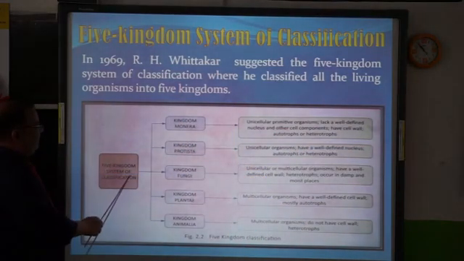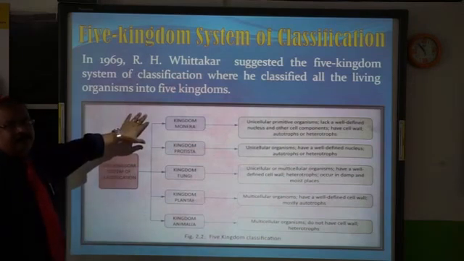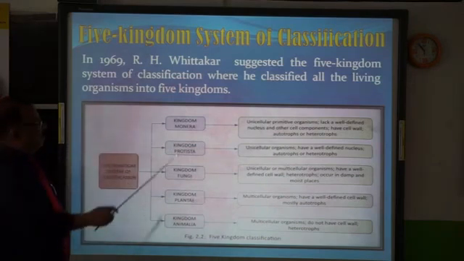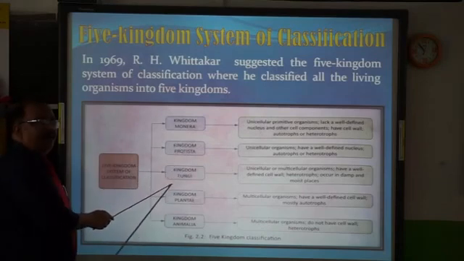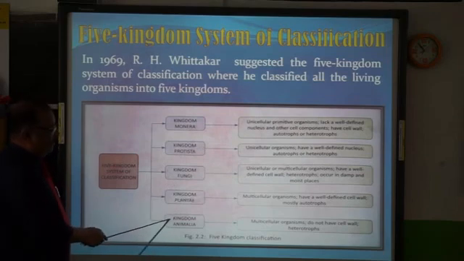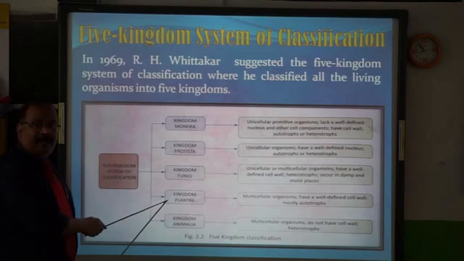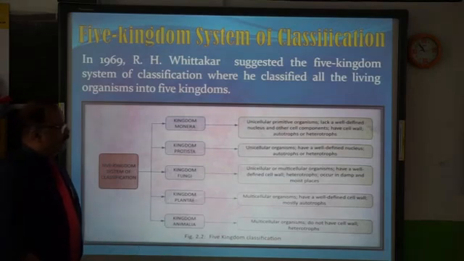5 kingdom system of classification. So he divided all the living organisms into 5 groups, 5 kingdoms: Kingdom Monera, Kingdom Protista, Kingdom Fungi, Kingdom Plantae, and Kingdom Animalia. Plantae is plants, Animalia is animals. So let us look at this one by one.